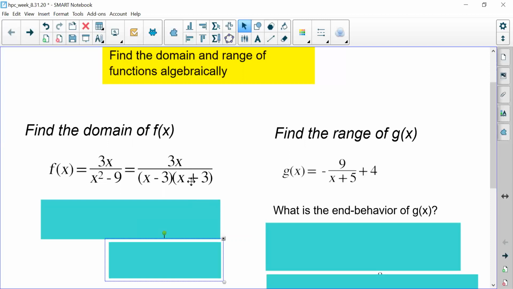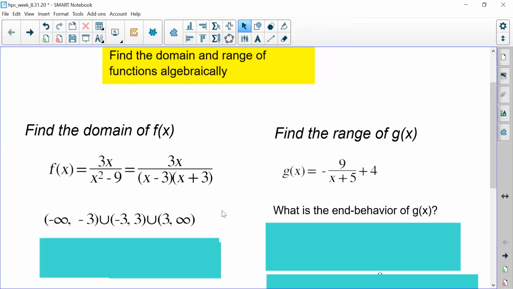Now, how do you express that as an interval? Well, imagine the number line spanning all the way to the left and all the way to the right. Every number is included in this domain except for negative 3 and positive 3. So that splits the number line into 3 distinct intervals: every number less than negative 3, every number greater than 3, and every number in between negative 3 and 3.